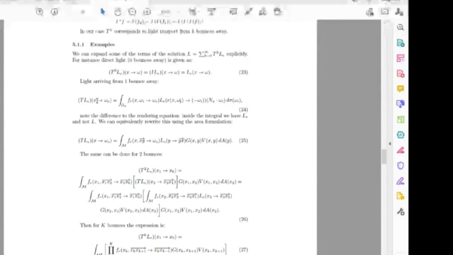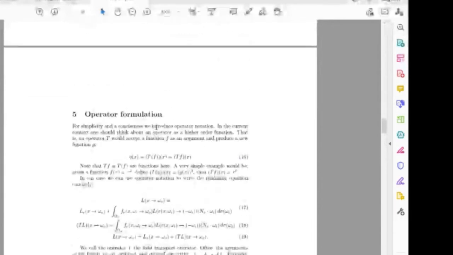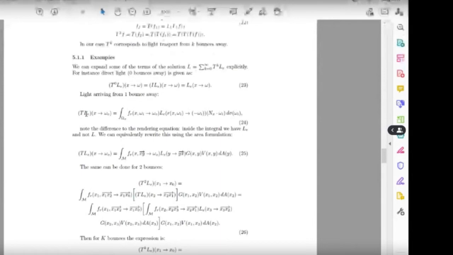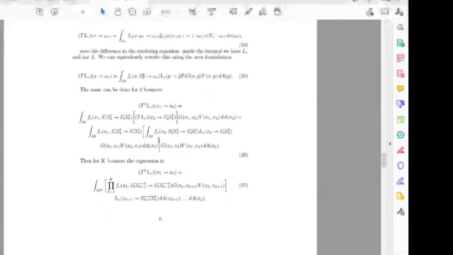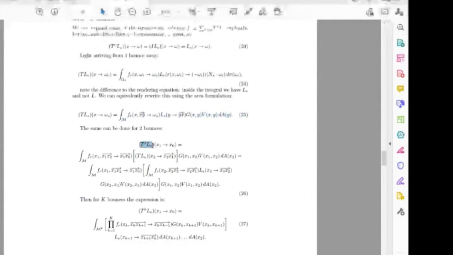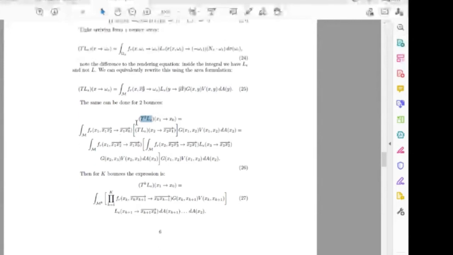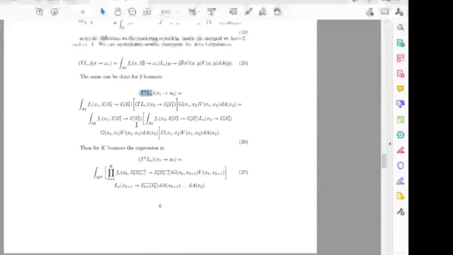Now, what is T LE, the one application of that? Well, we defined it above, right here, with respect to an arbitrary function. The only difference is that there we had L, which we don't know, but LE we know. So we can write this simply by expansion. Then we can continue on to rewrite this, let's say, in an area formulation. We can also consider what T squared LE is. Well, T squared LE is simply the light arriving from 2 bounces away, and it's simply applying the integral 2 times. So you can see I substituted that, and I have this.